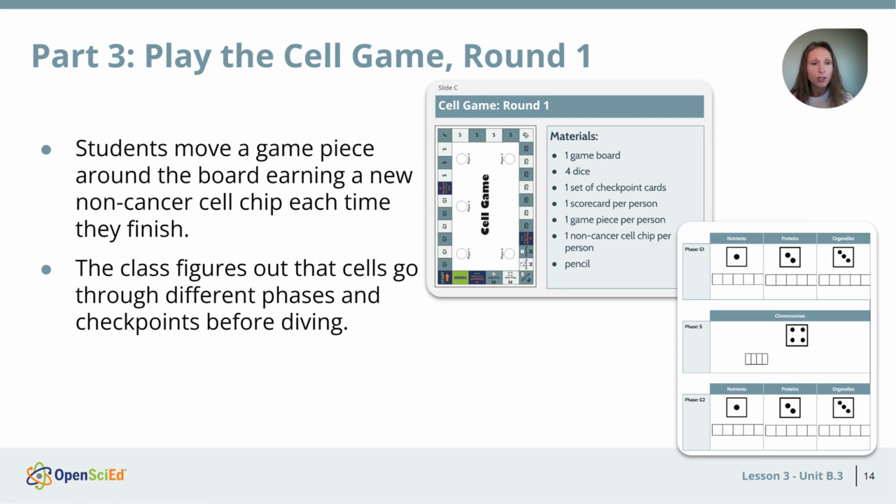On your turn, you move forward 1 space and roll 4 dice to collect nutrients, proteins, and organelles. If you land on a checkpoint space, then you follow the instructions on the appropriate checkpoint card. As you move around the board, you will move through the phases of the cell cycle. When you make it to the finish, you collect a new non-cancer cell chip.